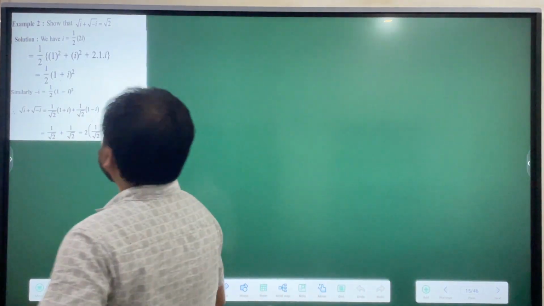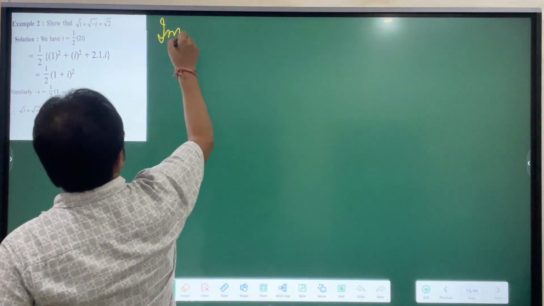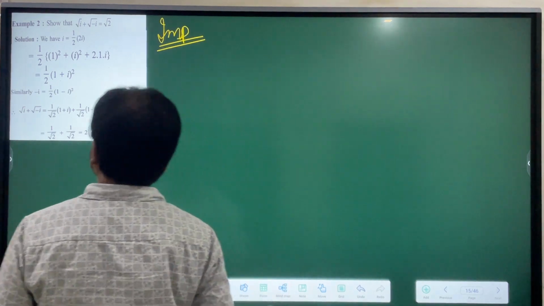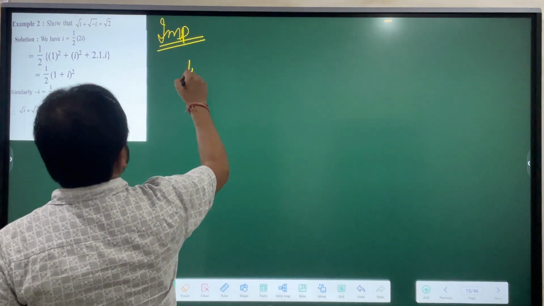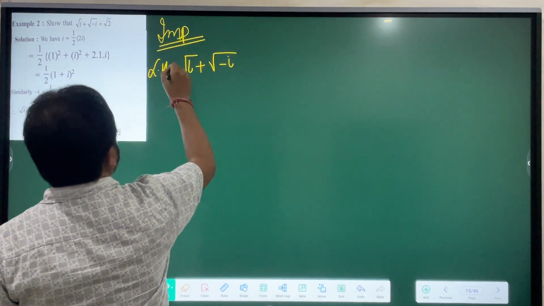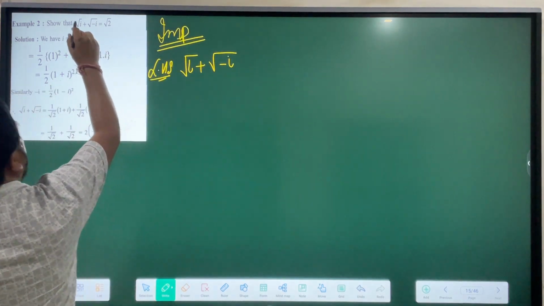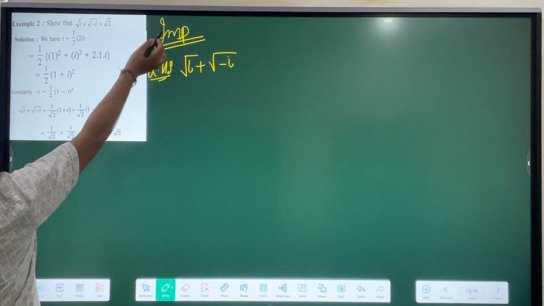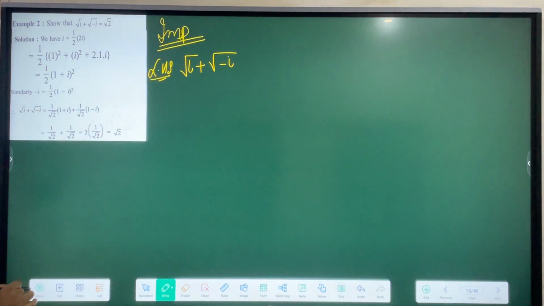Example number 2. Show that this is a very important sum. Very important. Here also the process is actually the same. Show that square root of i plus square root of minus i equals root 2. So here also, that means this side is root 2, that means you have to find the square root.